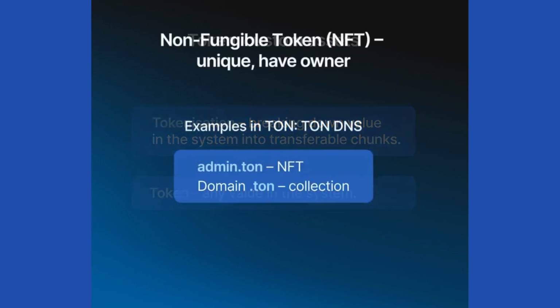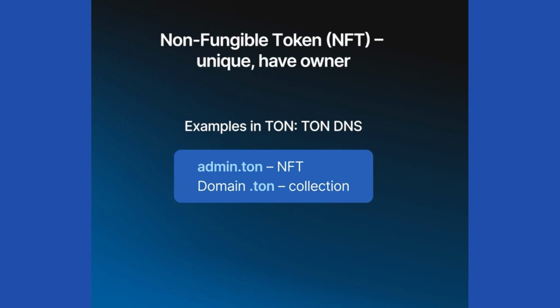First of all, the tokens could be fungible and non-fungible. What does it mean? Non-fungible tokens are those that are unique, those that have an owner, but they cannot be split or merged and freely interchanged. And the non-fungible tokens implement a lot of important features in the TON ecosystem. First of all, it's all sorts of collectibles and many utility tokens. For instance, TON DNS records are non-fungible tokens.